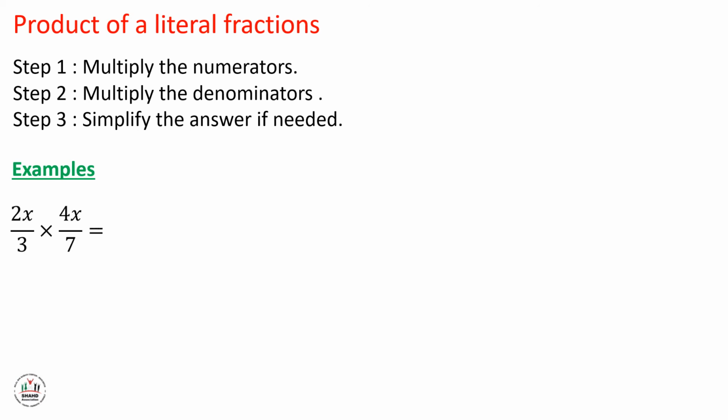2x over 3 times 4x over 7. So we can directly multiply 2x by 4x and 3 by 7. So, of course, we multiply the numerical coefficients with each other and the literal coefficients with each other. So 2x times 4x is equal to 8x squared. 2 times 4 is equal to 8, and x times x is equal to x squared. Of course, you need to revise the power rules before you start this lesson. 3 times 7 is equal to 21.